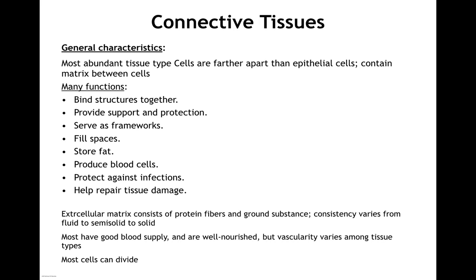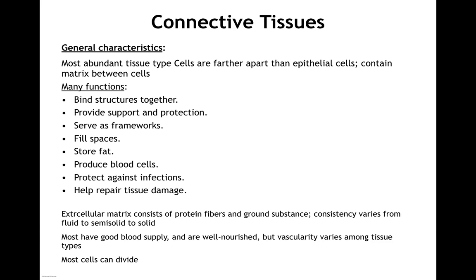Characteristics of connective tissue are that, first of all, it is the most abundant tissue type in the body, but much different from some of the others. Their cells are further apart than epithelial cells, certainly, than muscle cells we'll talk about, and even the neurons.